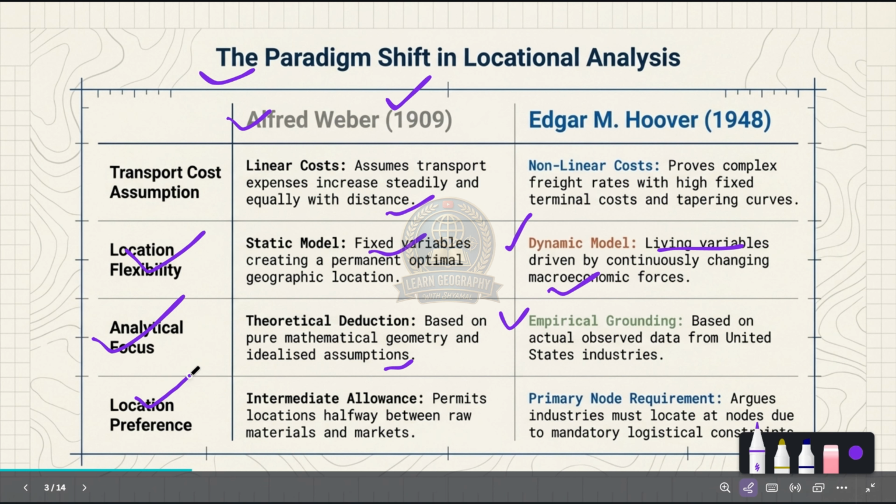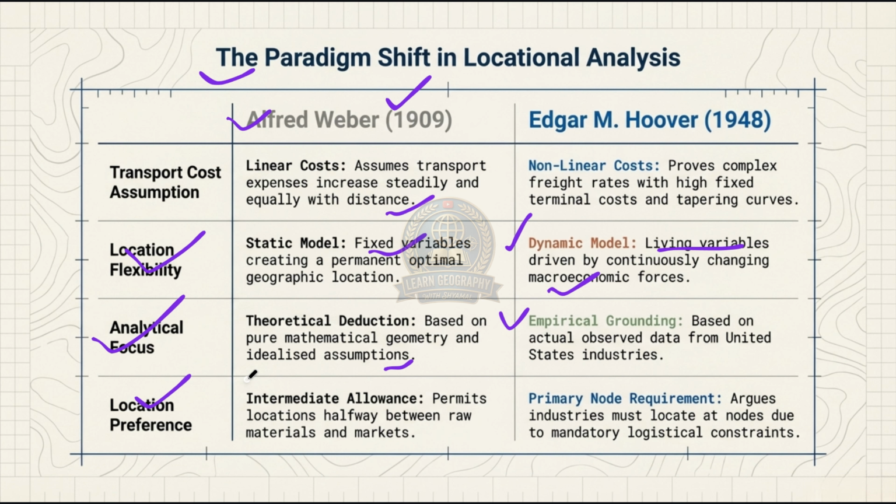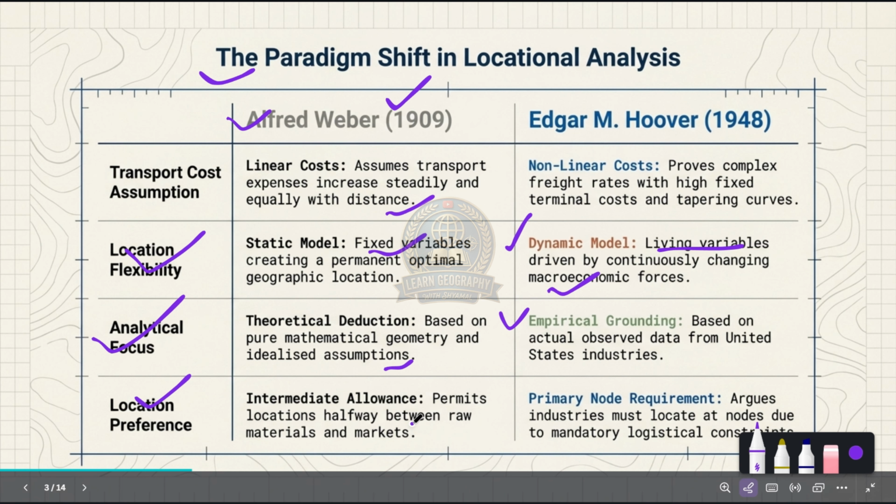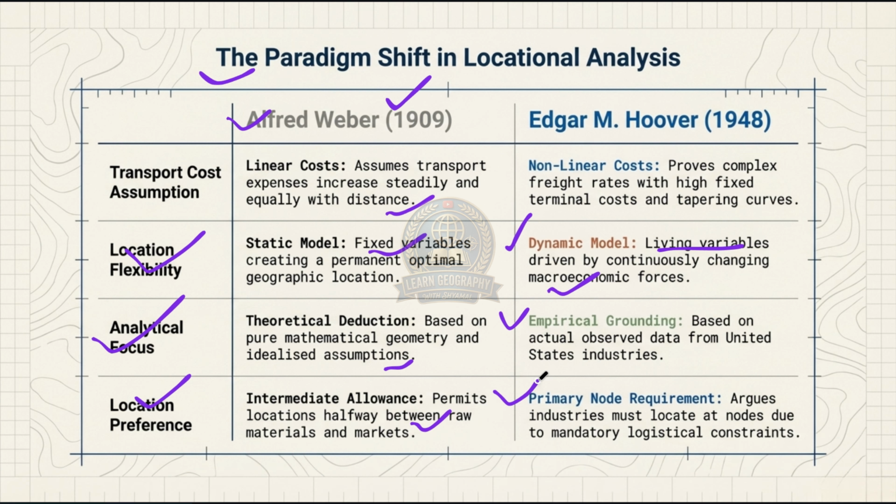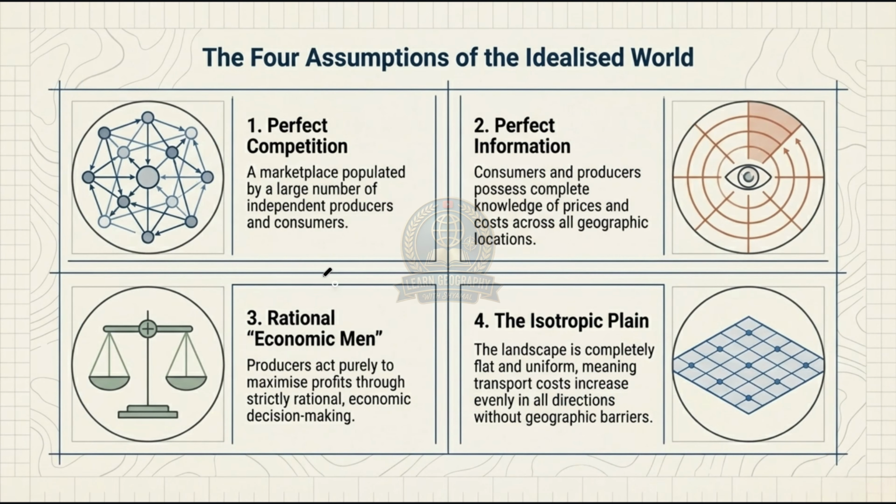In terms of locational preference, intermediate allowance permits locations halfway between raw materials and markets. Primary node requirements argues industries must locate at nodes due to mandatory logistical constraints. Okay, these are basic differences between Alfred Weber's and Hoover's industrial location theory. Now there are four assumptions of the idealist world. Okay, perfect competition, perfect information, rational economic man, and isotropic plane.